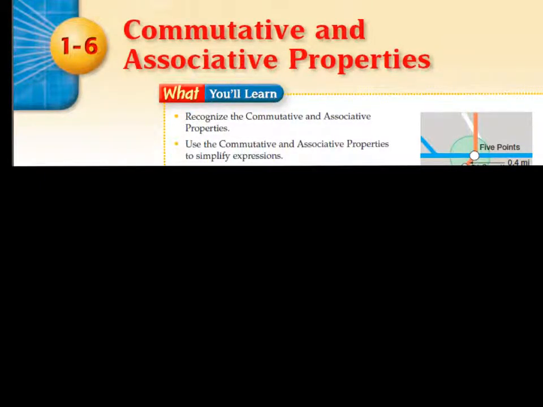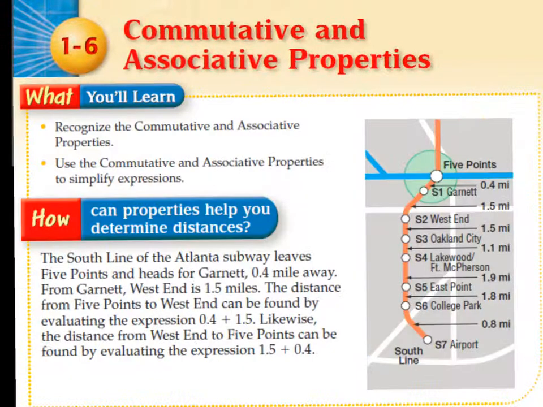In 1.6, we'll be looking at the commutative and associative properties. You'll recognize the commutative and associative properties and use them to simplify expressions. How can properties help you determine distances?